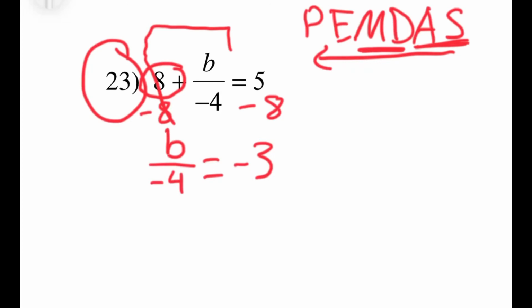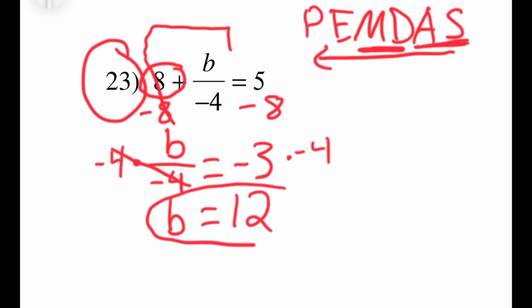And then we're asking ourselves, do we have multiplication or division to handle on the side of the variable, which is the left side in this case? Yes, we have division by negative 4. Inverse operation of division is multiplication, so we multiply by negative 4 on both sides. b equals negative 3 times negative 4 gives us positive 12. So that is our answer for number 23.